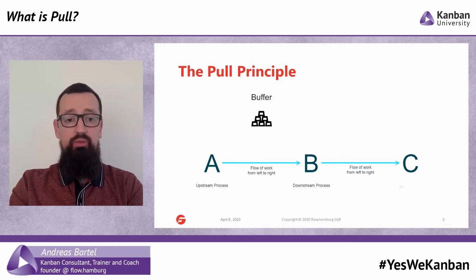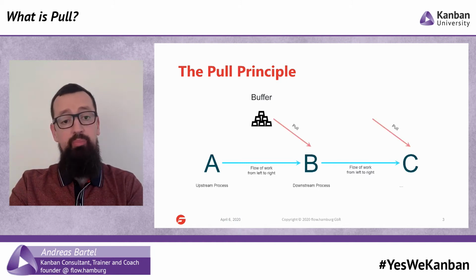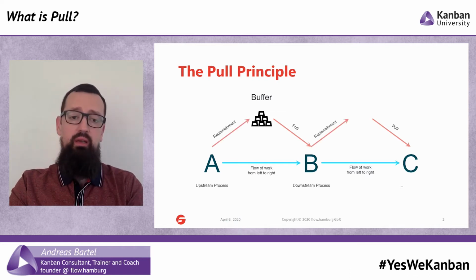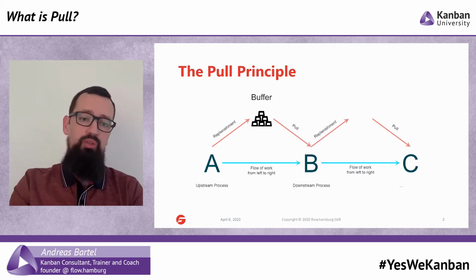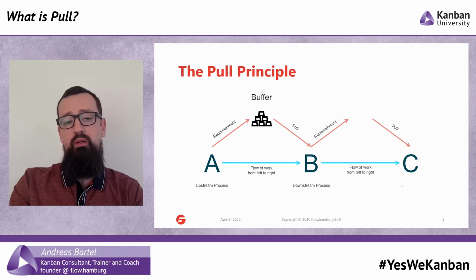the introduction of a buffer. So from this point of view, B does not get direct work or work results from A, but it pulls instead of push from the buffer. And on the other hand, A is replenishing the buffer, so basically producing to fill the buffer.